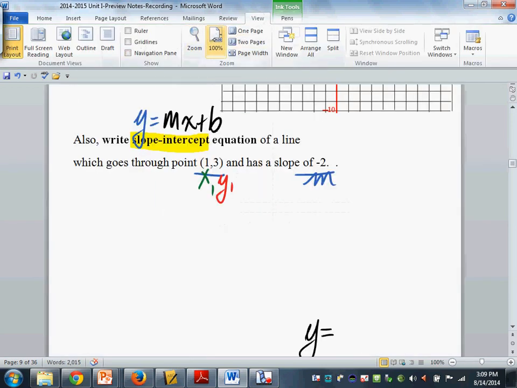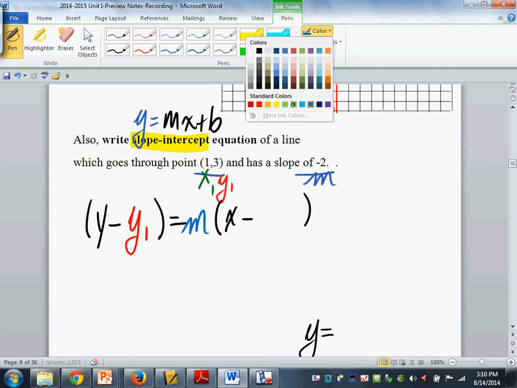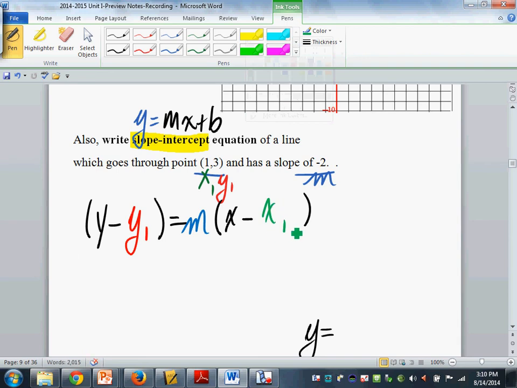Let me bring this closer so it's easier to see. Let's write our equation of a line here. We have y minus y1 equals slope times x minus x1. So this is our y1 right there, and then we have slope, and we have your x1 right here. That's your equation. Now let's start plugging stuff in. Your x1 is going to go right there, your y1 goes right there, and your slope, of course, goes right here. We're going to plug stuff in.